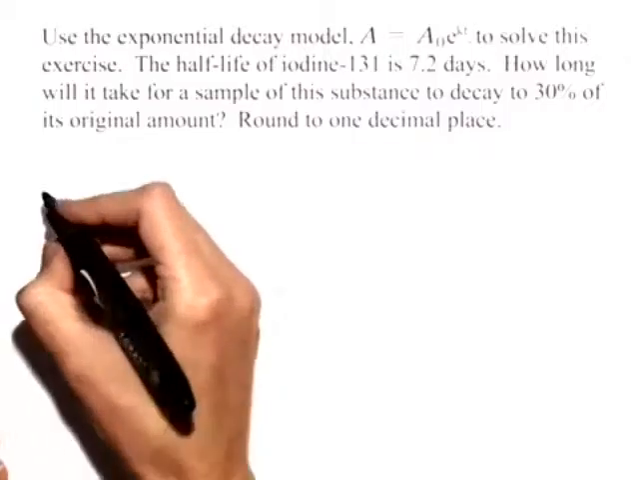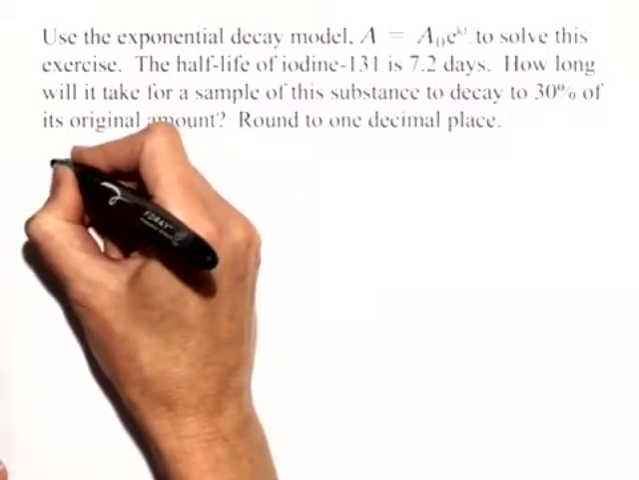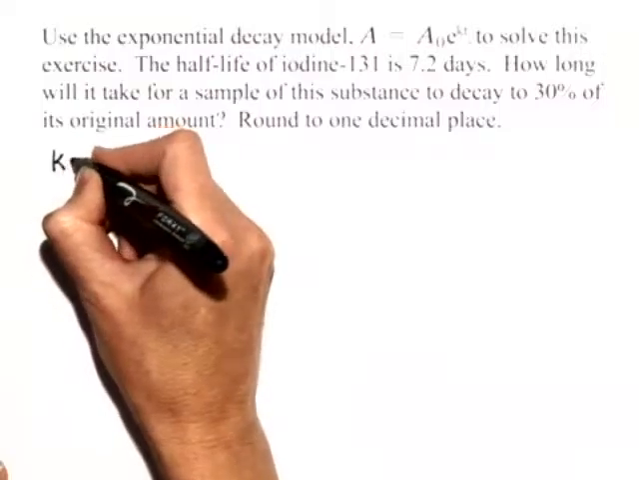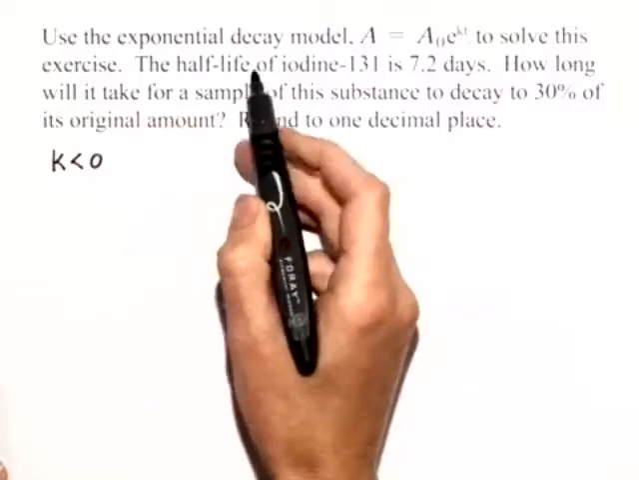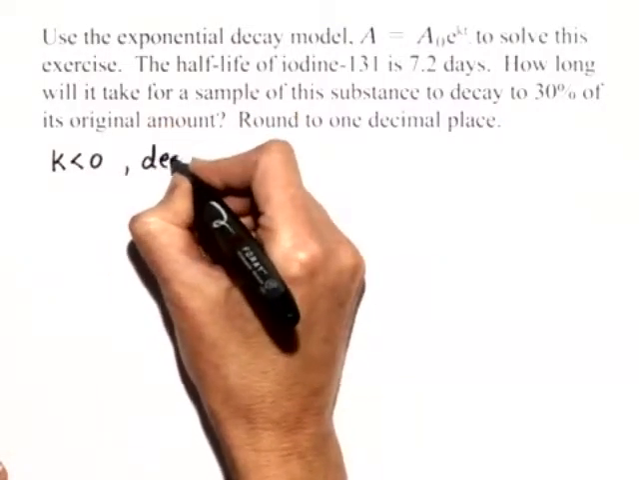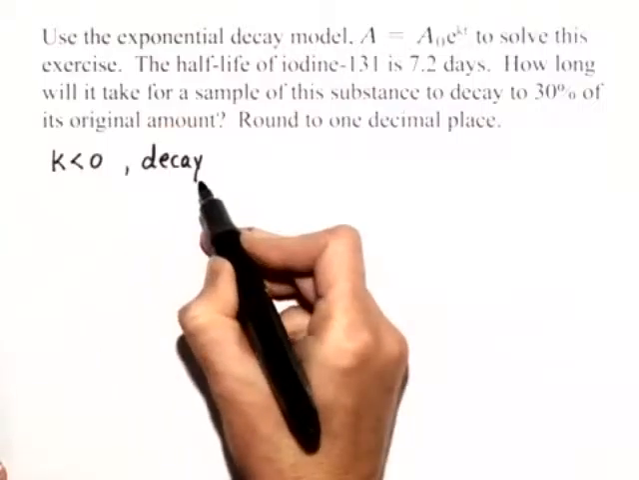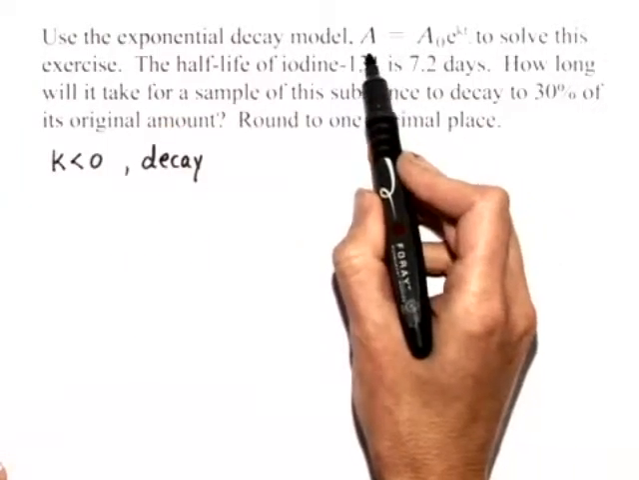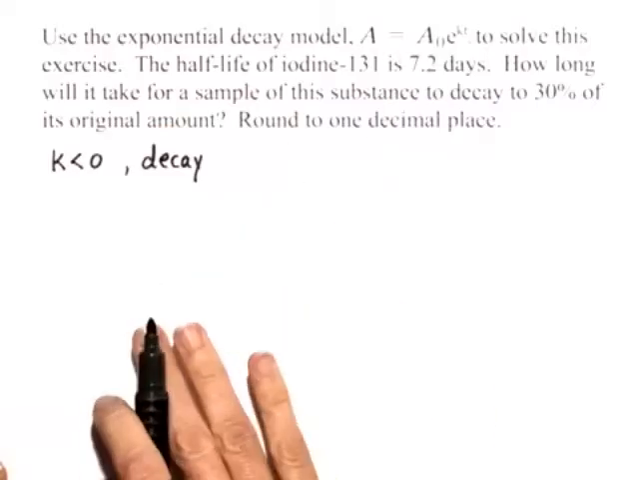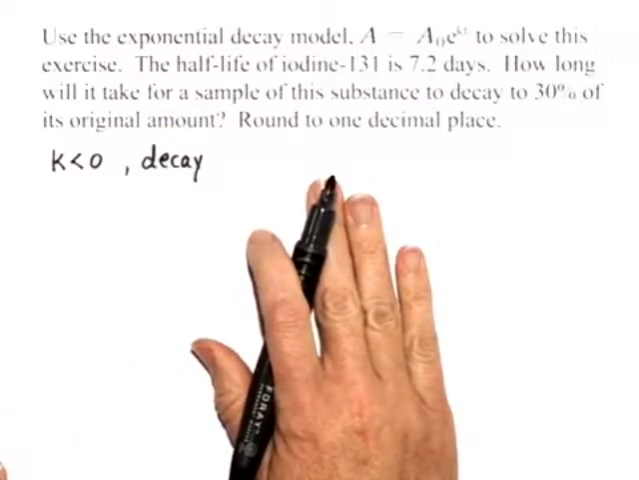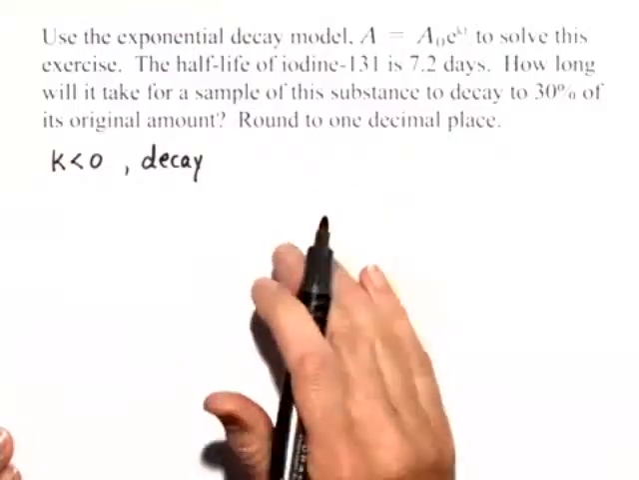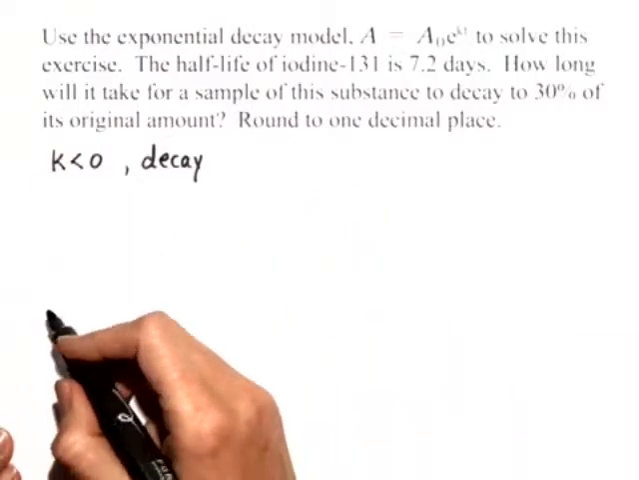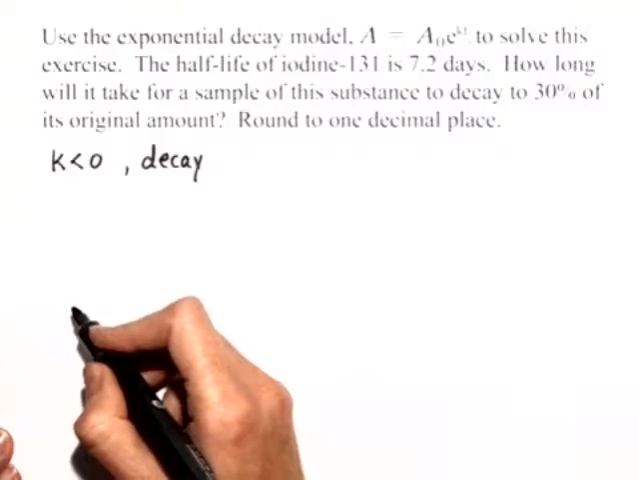So let's start off, first of all, by noticing that k is going to be less than 0. The reason that we know k will be less than 0 is because we're told it's a decay model. So the first thing that we need to do is look at our original equation, A equals A sub 0 e to the kt, and use the information we have so that we can find out exactly what k is. All we know is that it'll be a negative number, but we need to know exactly what it is. So we'll use the half-life of iodine 131. We know the half-life is 7.2 days.